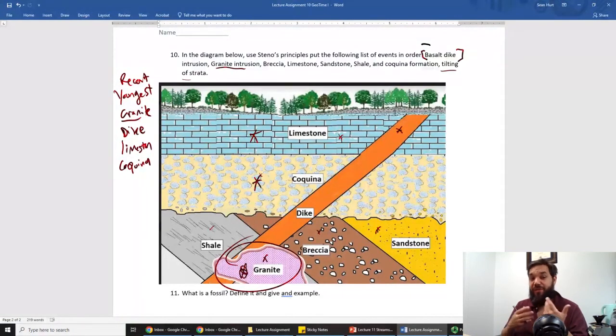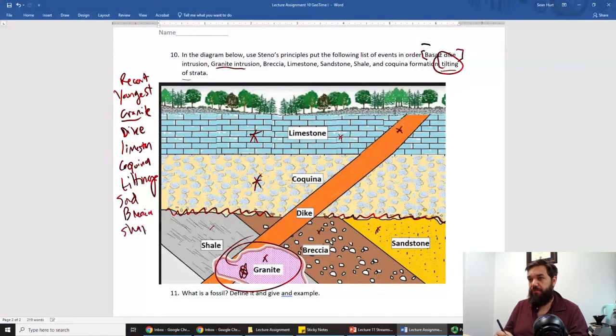What comes next? Well, there's an angular unconformity right here, right? There's an angular unconformity right there. Okay, there's the angular unconformity. So we know there's missing time, but we have to figure out what happened. So what happened is that there was tilting of the strata. Okay, so notice that's one of our events, tilting of the strata. So tilting. And then what's below the tilting? Then, assuming these are not overturned, the thing that's more on top is the sandstone, then the breccia, then the shale. Okay, and you're done. So that's how you do things like that.